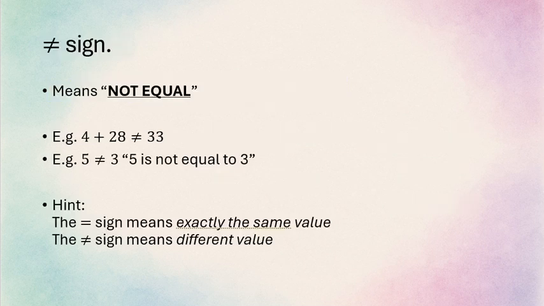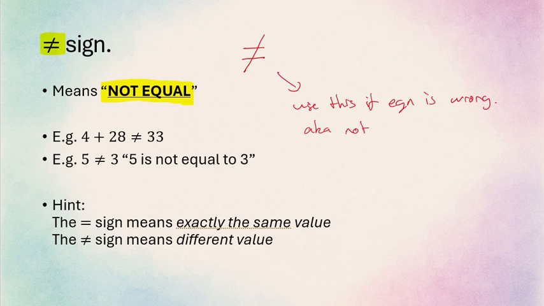Okay, now obviously we talked about false answers. What sign do we use instead? We use what we call the not equal sign. Okay, you're basically just drawing an equal sign and then you put a slash through it. That's all it is. Okay, and you will always use this if it's not true. For example, 4 plus 28 does not equal 33, and 5 does not equal 3.